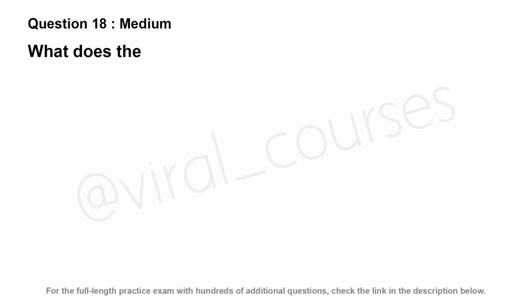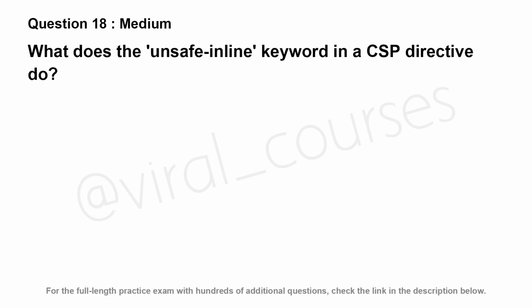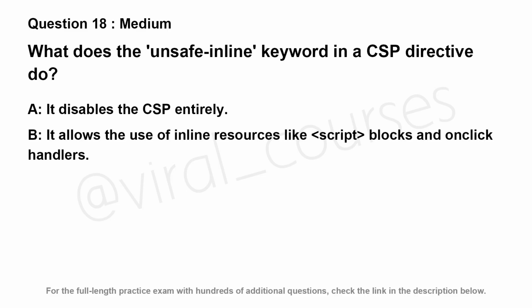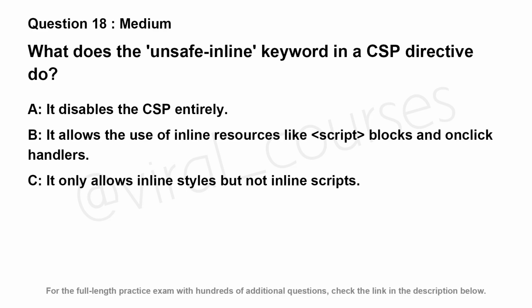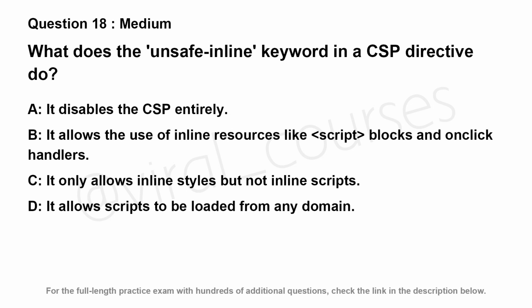What does the unsafe-inline keyword in a CSP directive do? Option A. It disables the CSP entirely. Option B. It allows the use of inline resources like <script> blocks and onclick handlers. Option C. It only allows inline styles but not inline scripts. Option D. It allows scripts to be loaded from any domain.